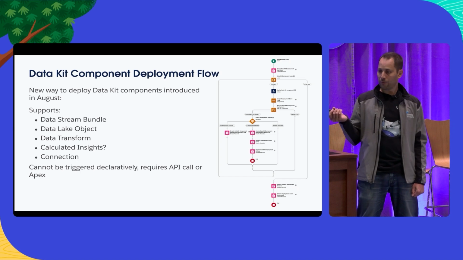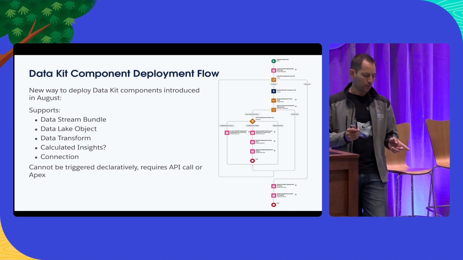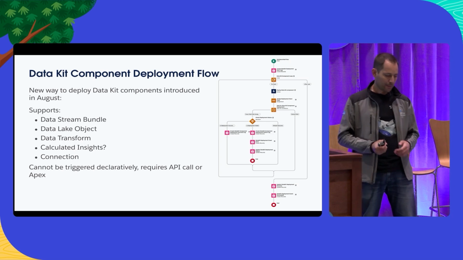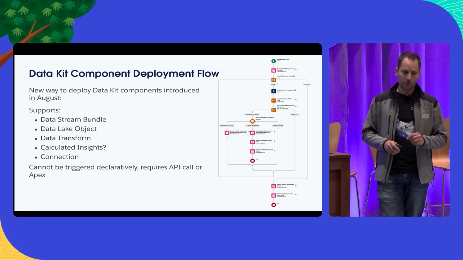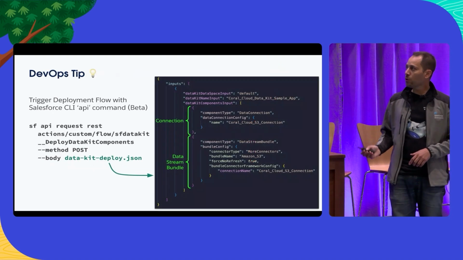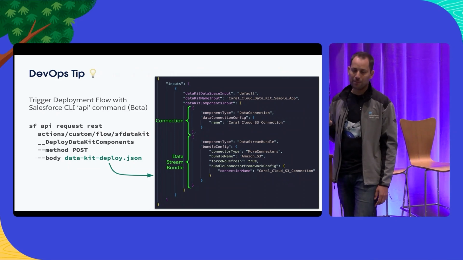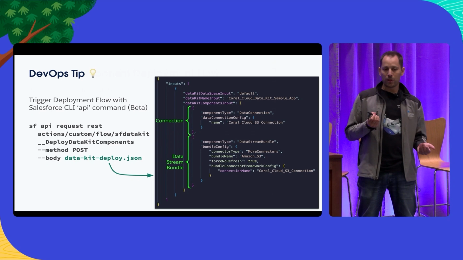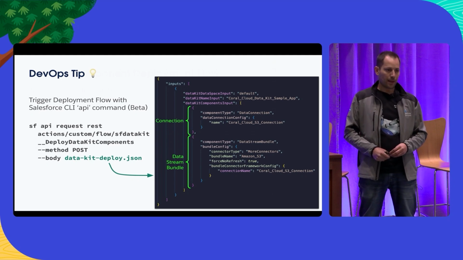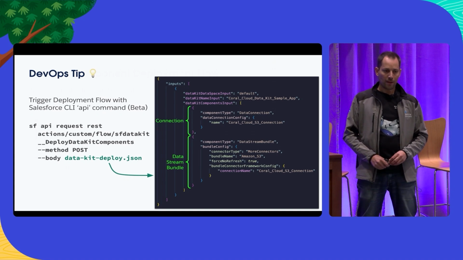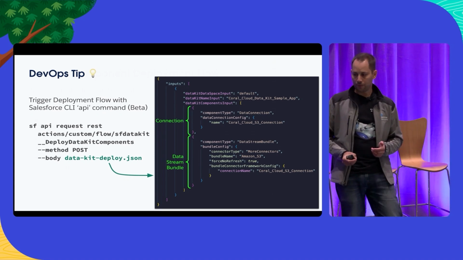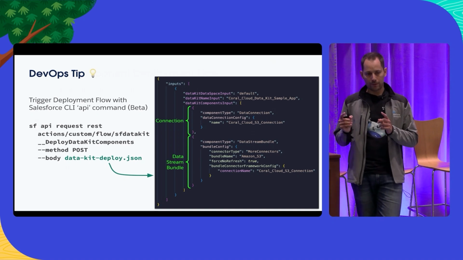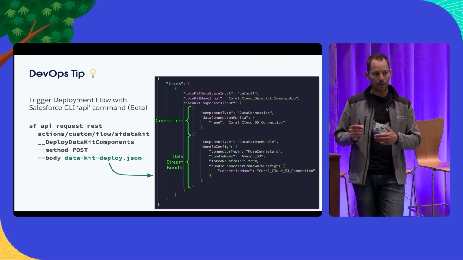So I mentioned you can call this with Apex or with APIs. You cannot trigger this flow manually from within the user interface. That's because it requires, I would say, complex configuration, so you cannot do this from the UI. Now, how do you call it? Well, I have a good DevOps tip for you. I mentioned you can do this with the API, and with the latest version of the Salesforce CLI, there is a new API command, which is in beta, that lets you call the REST APIs of the Salesforce platform directly. So as part of your DevOps flow, you can trigger this dedicated deployment flow from the CLI by calling an API to do so.